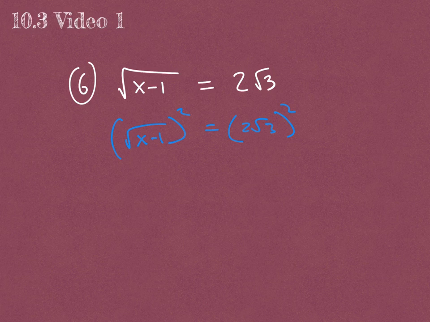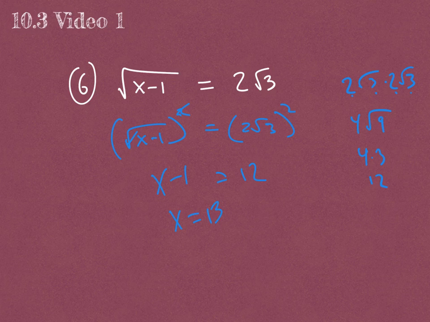And to square 2 root 3, we got to kind of remember our multiplication property. 2 root 3 times itself. You do 2 times 2 on the outside, you get 4. You do root 3 times root 3, which is really root 9, but that's just 3. So this is really 4 times 3, which is 12. So the right side becomes 12. The left side becomes x minus 1. And then we add 1 to both sides, we get x equals 13.